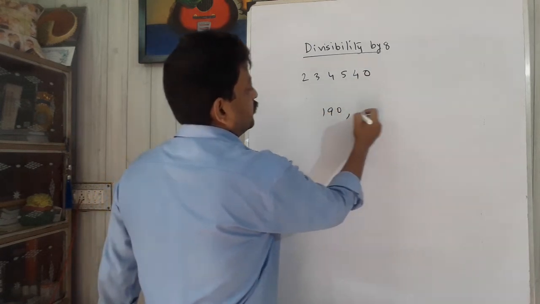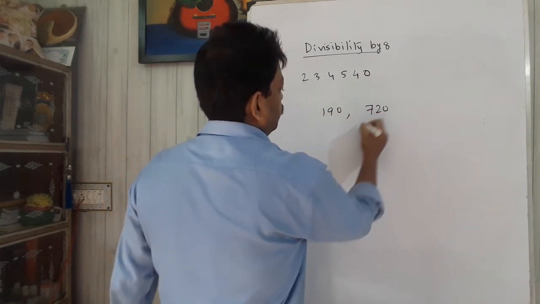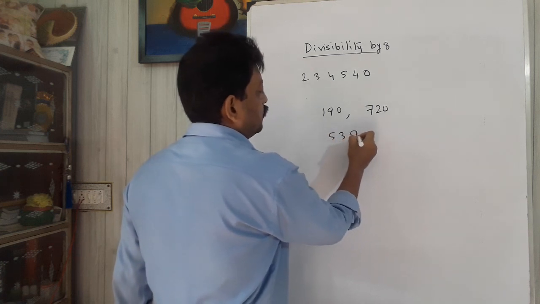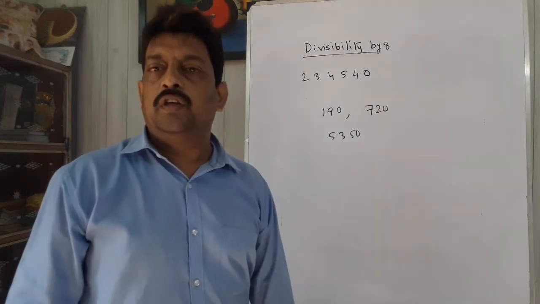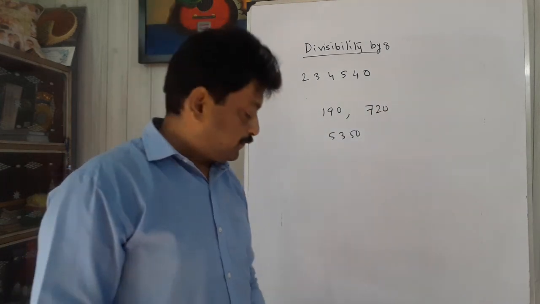Like 190, 720, 5350. These are all numbers having 0 in the unit place, so they are all divisible by 10. Understood?